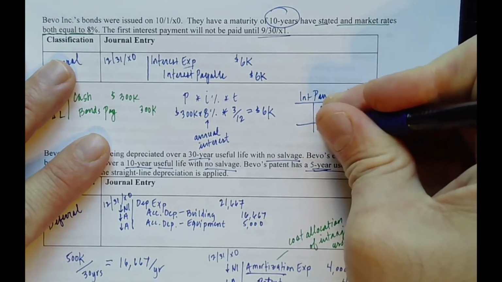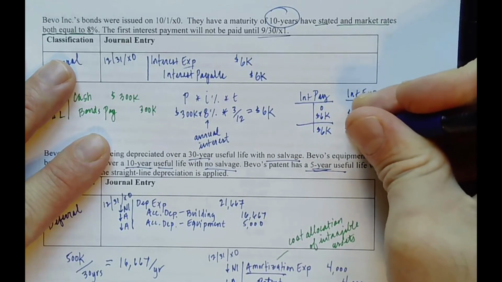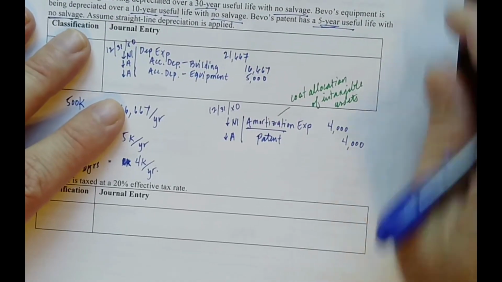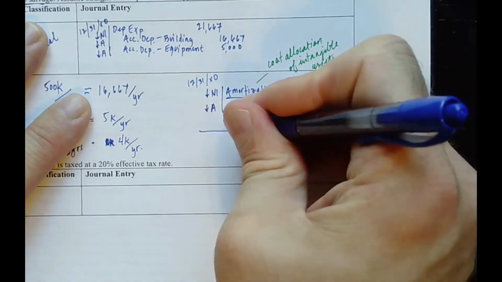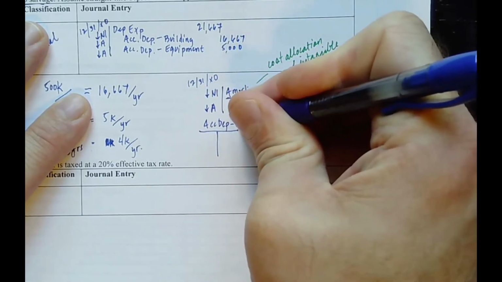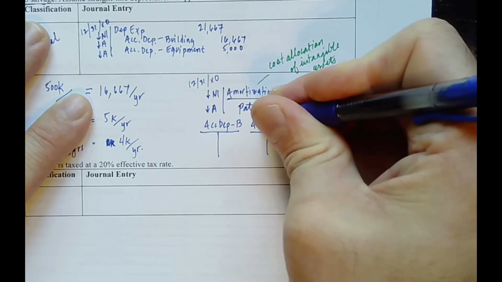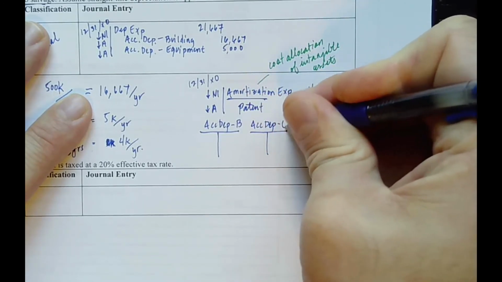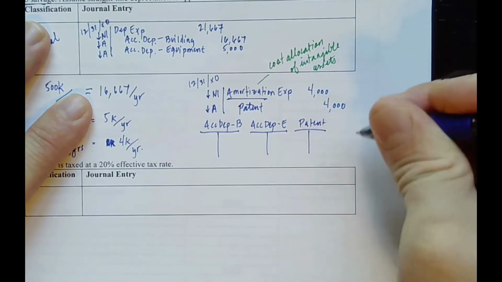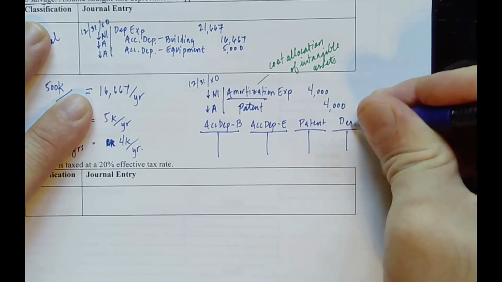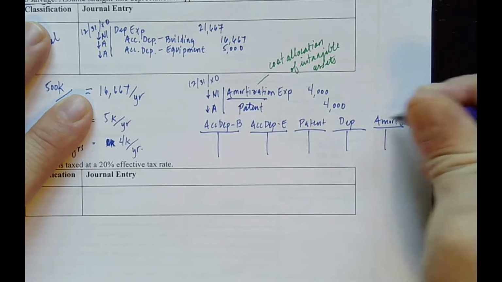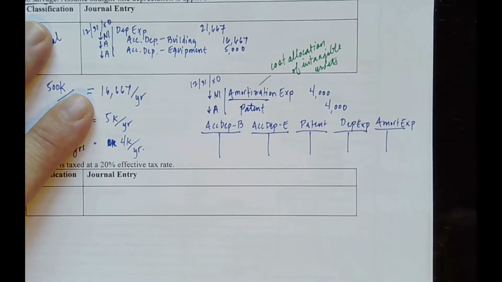There is a little bit of action that happens with those that fall with these cost allocation entries. We have accumulated depreciation for the building. We have accumulated depreciation for the equipment. And we have the patent. And we have depreciation. And we have amortization. So we've got a lot of stuff going on here. Let's do the easy ones first. There was no depreciation expense. You can check it.